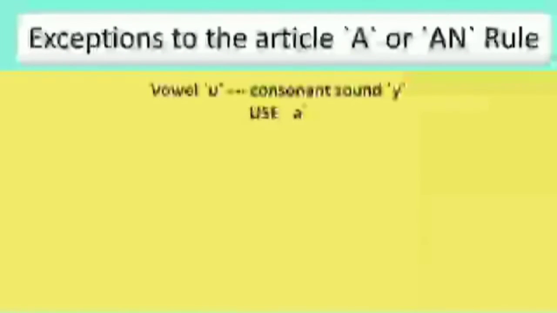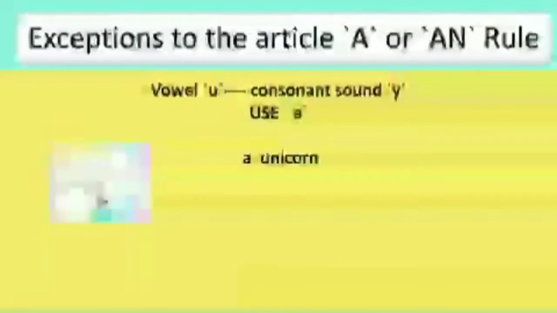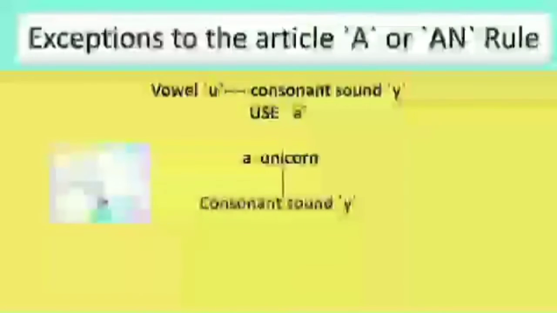There are some words which start with the vowel U but they have the consonant sound Y. So we use a before such words. Let us take the example of the word unicorn. This word unicorn is starting with the vowel U but it has the consonant sound Y. That's why I have used a before unicorn.